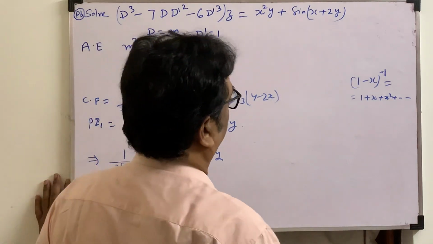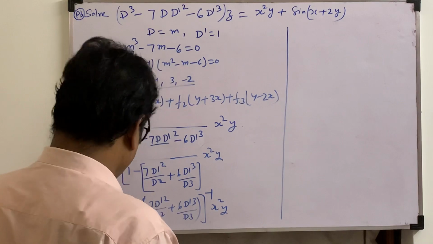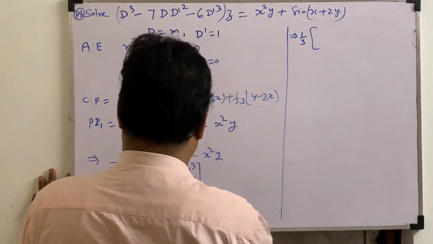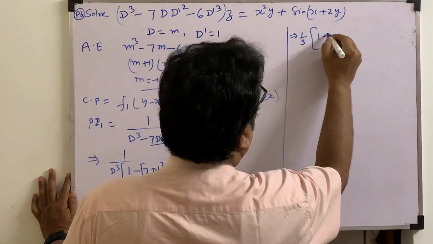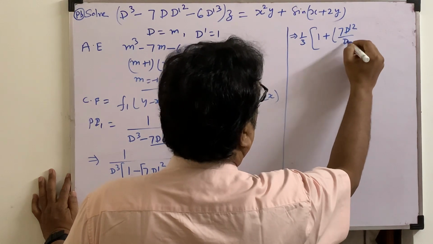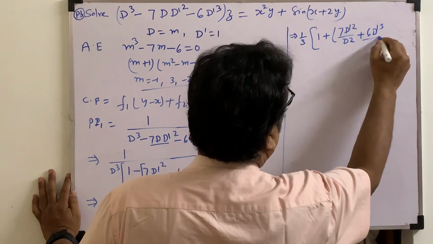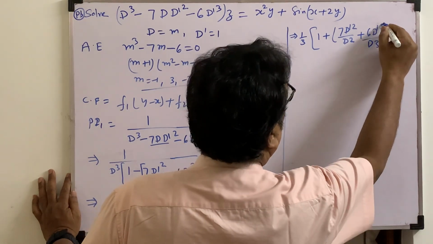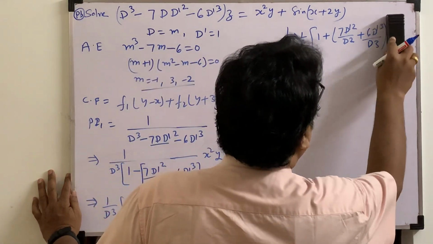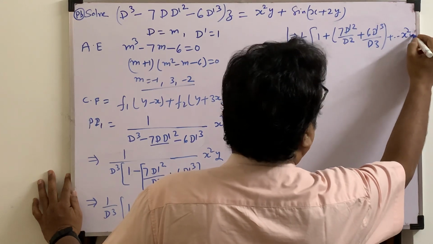So I'm going to write this side again. See here. 1 by D cube as it is. Then 1 plus x, where x is 7 D dash square by D square plus 6 D dash cube by D cube. Then plus the higher terms, all operating on x square y.